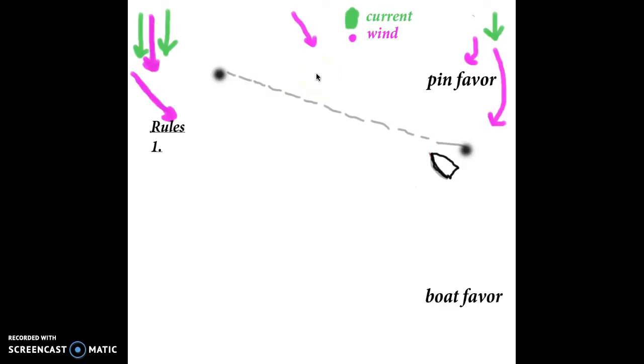Okay, so rule number 1: never more than 2 boat lengths away.